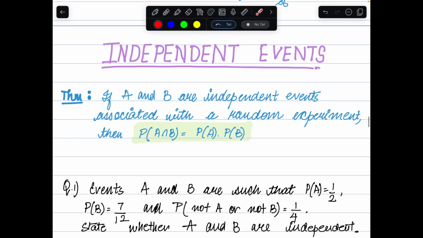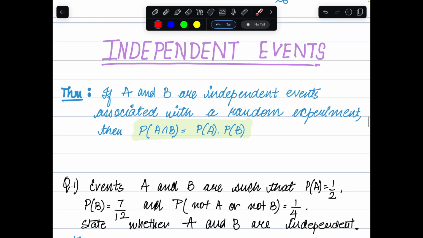Hello everyone. So in today's session we will be continuing with our probability, and the topic that we will be dealing with today is independent events. Now let us first understand what is an independent event. So I am going to give an example.